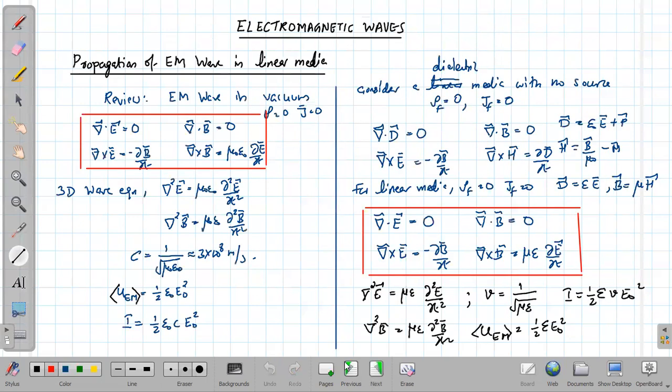So that's all about the propagation of electromagnetic waves in linear media. In linear media, it obeys all the properties of electromagnetic waves in vacuum. The only thing you have to do is just replace mu 0 with mu and epsilon 0 with epsilon. All the remaining mathematics, all the remaining physics are the same. It is what we can call the transverse nature of the electromagnetic wave, the relation between the electric field, magnetic field, and the propagation vector, everything is the same here.